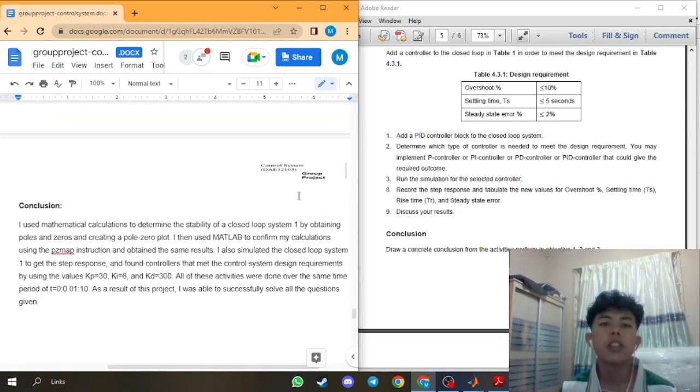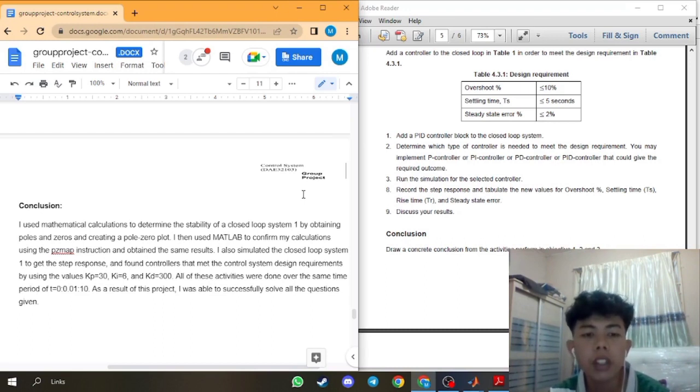So the conclusion for my controller system, system 3: I know how to use mathematical calculation to determine the stability of a closed loop system, and I obtained how to find the poles and zeros, how to sketch the plot, and then how to use MATLAB to confirm my calculation.